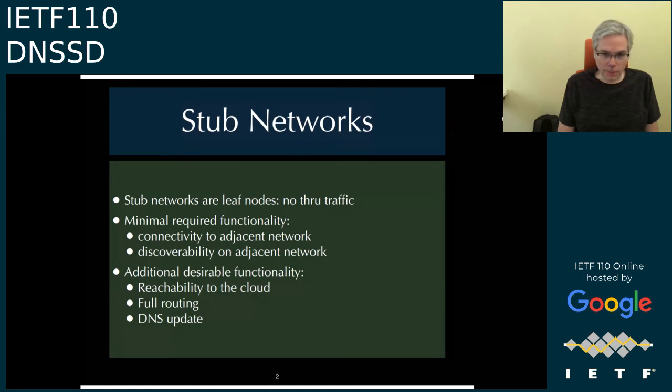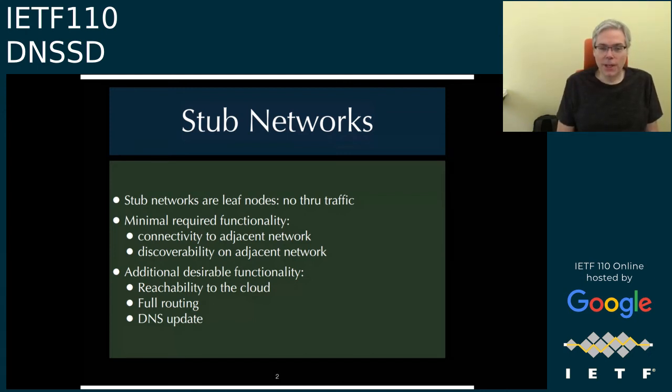So just to clarify what a stub network is, it's a leaf node. There's no through traffic. A stub network is not a transit network in any sense. It connects to an adjacent network, and there needs to be some way to get packets between the two networks, both directions, obviously, and it needs to be possible to discover devices on the stub network from the adjacent network, and ideally from the adjacent network, discover devices on the adjacent network from the stub network.